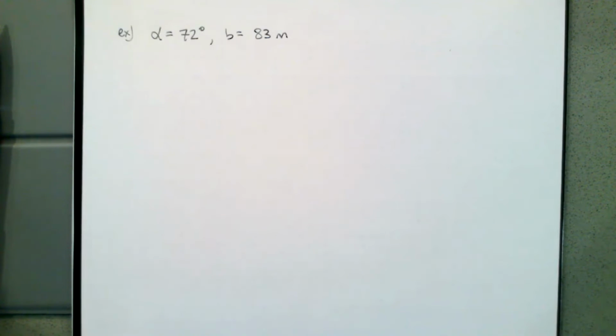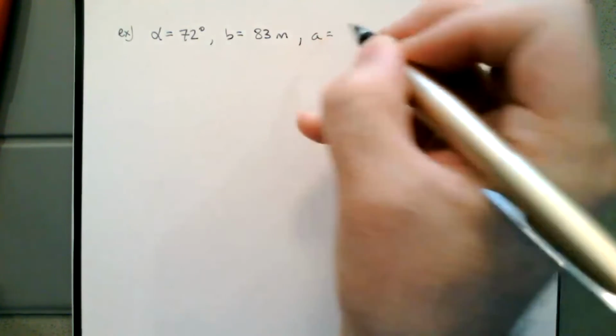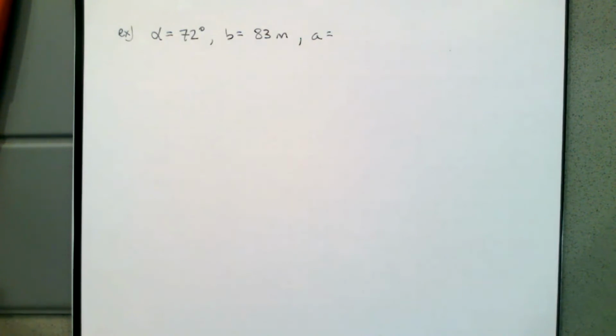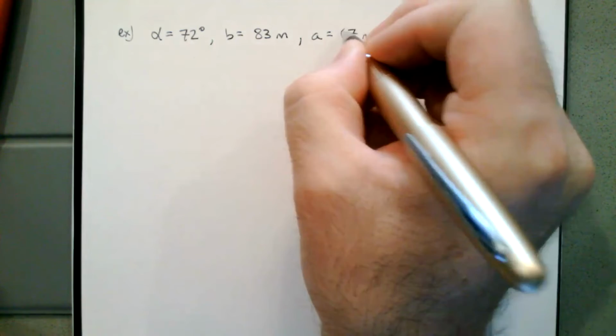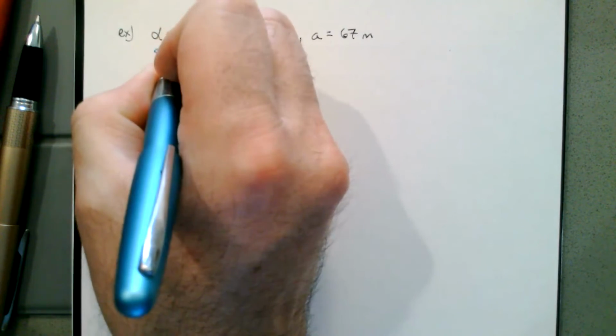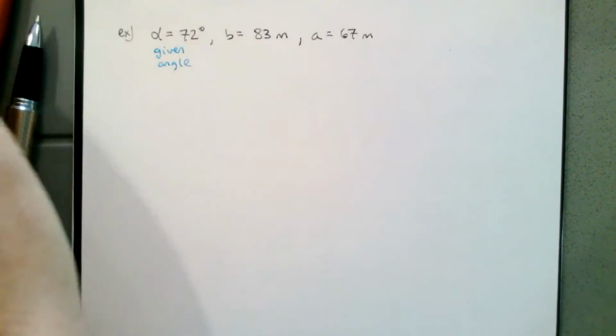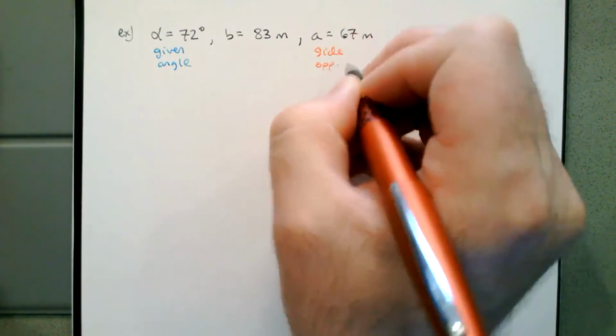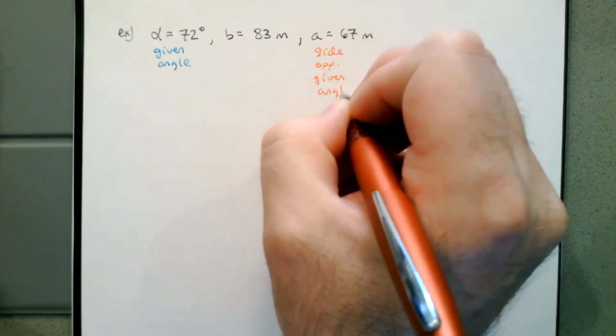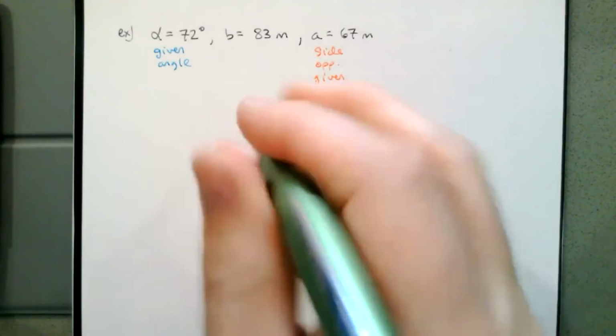So suppose that alpha is 72. That's the given angle. Let's suppose that B is 83 meters. That'll be the other given side. And let's suppose that the side opposite the given angle, A, is equal to 67 meters. So here's our given angle. A is the side opposite the given angle. And the 83 is the other given side.